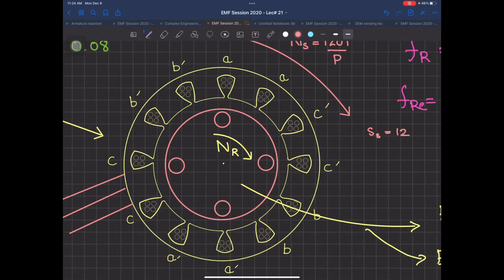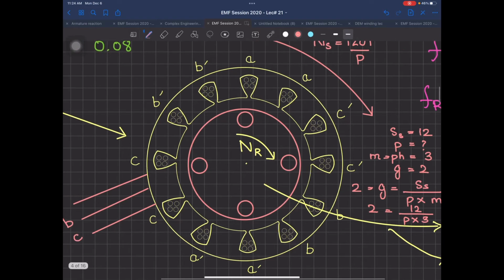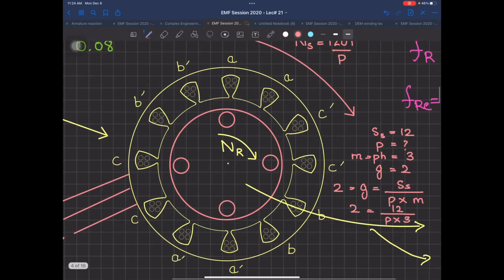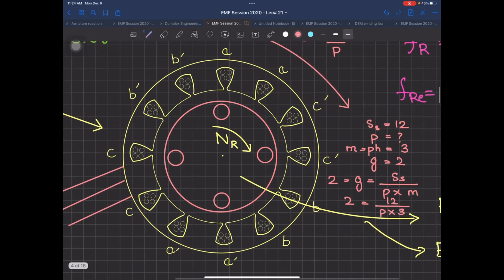So this SS is equal to 12. Number of poles we still don't know. Number of phases comes out to be 3, which is also called M. Your G comes out to be 2 by seeing this diagram. Since G is equal to SS divided by P multiplied by M, 2 equals 12 divided by P, which is unknown, and I have 3. So this is 6, and I have now 2 over there. So number of poles is equal to 2. If you calculate from this formula, your number of poles comes out to be 2.